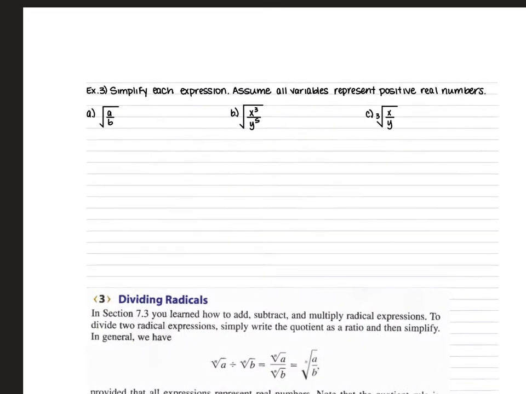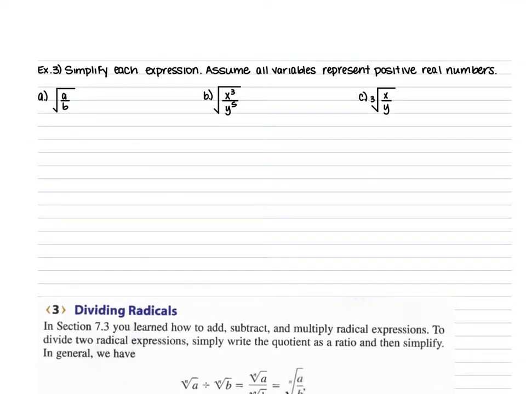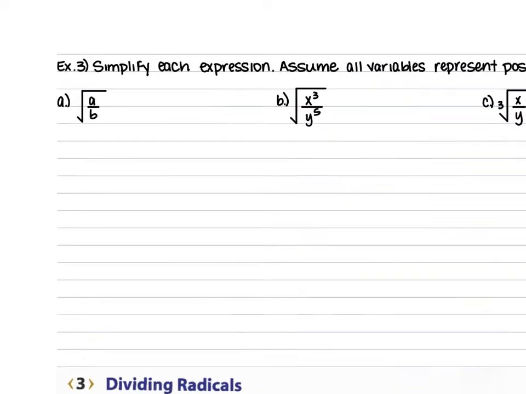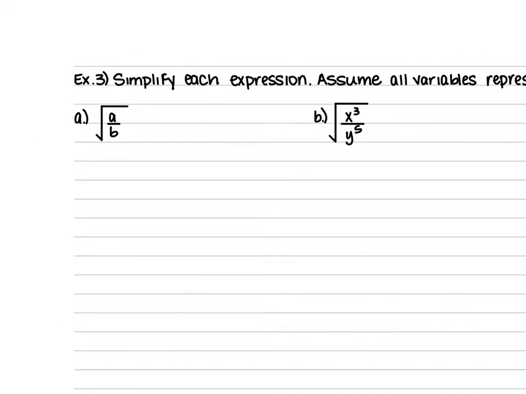For our next set of examples, we're just simplifying each expression and assuming all variables represent positive real numbers. So for example 3a, we have the square root of a over b. Again, rewrite this as the square root of a over the square root of b.